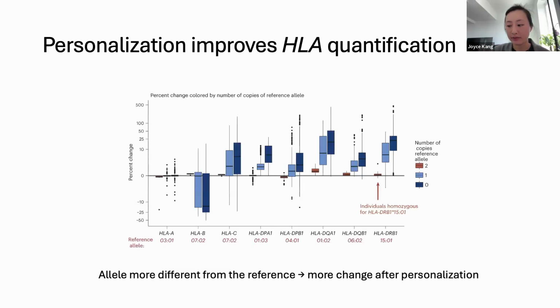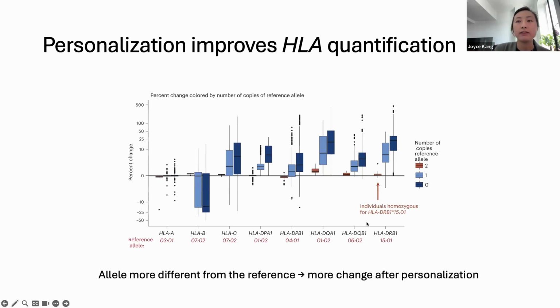We did a bunch of different benchmarking analyses to show that personalization does actually improve HLA expression estimation. In this result, the standard pipeline is when we use a single reference genome, whereas the personalized pipeline is when we personalize the reference. We're looking at individuals who have 2 copies of the reference in red, and then increasingly dissimilar alleles from the reference in the light blue and dark blue.